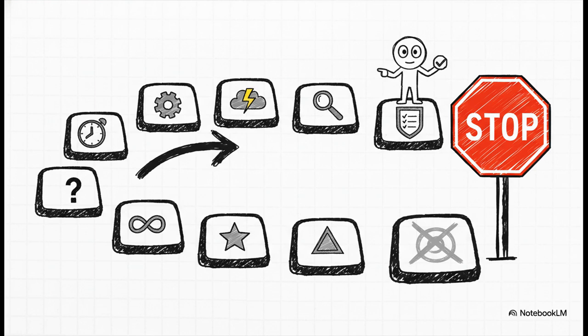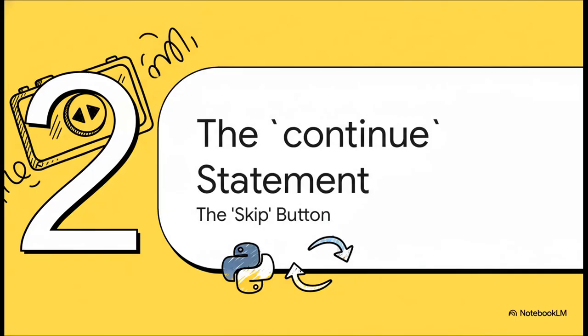The loop goes through 1, 3, 5, 7, 9, nope. But then it gets to 12, and bingo. 12 is divisible by 3, and it is greater than 10. So the code prints "found it, 12," hits that break statement, and the loop just stops dead in its tracks. And this is the crucial part. The number 15 never even got looked at. Now that is efficiency.